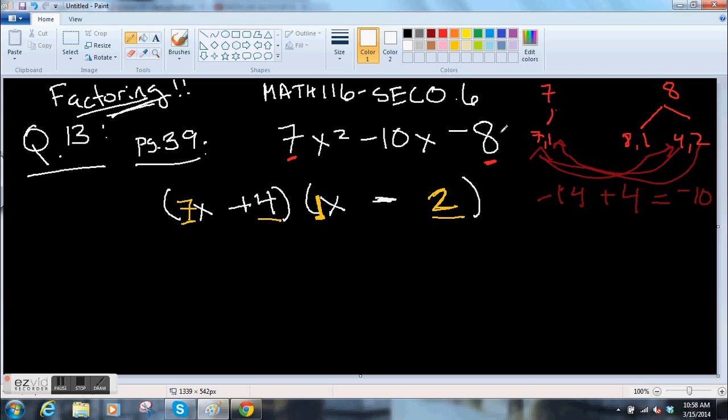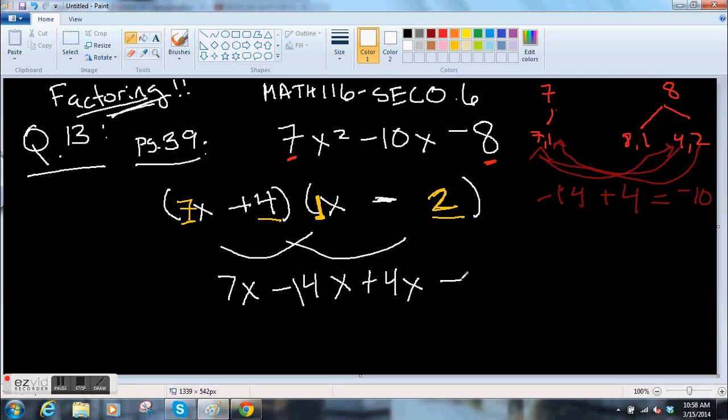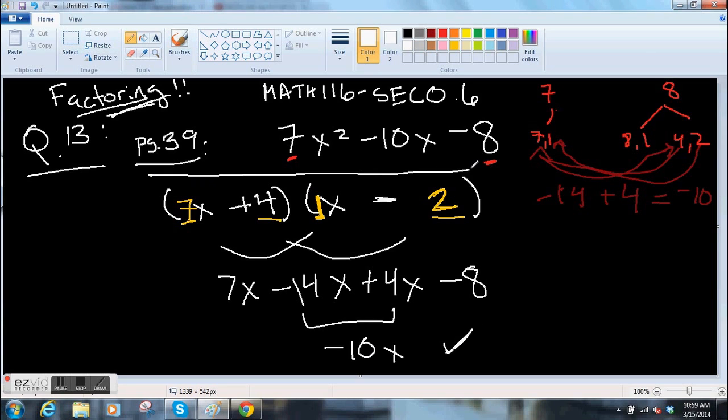Again, I'm not writing much, I'm thinking a lot more than I'm writing on the paper. So now I'm going to double check it. I have a 7x, that's good, minus 14x, plus 4x, I'm using the FOIL method now, minus 8, so that gives me my minus 10x, and I'm good to go. So this is the factoring solution.